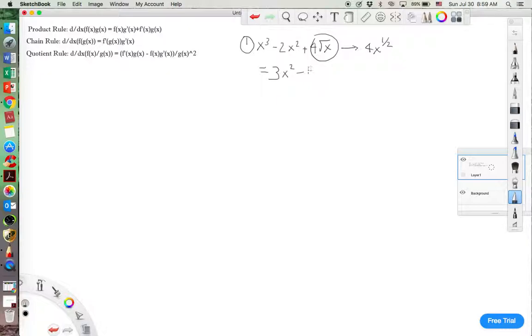2 times 2, we have to multiply the leading coefficient by the exponent there, so 2 times 2 is 4. And then we reduce that exponent by 1 power. And then here we have 1/2 as our actual exponent, although here it's written as a root. So we're going to take 1/2, multiply it by 4, we get 2. And we're also going to subtract 1 from 1/2, we get negative 1/2. And that equals 3x squared minus 4x.